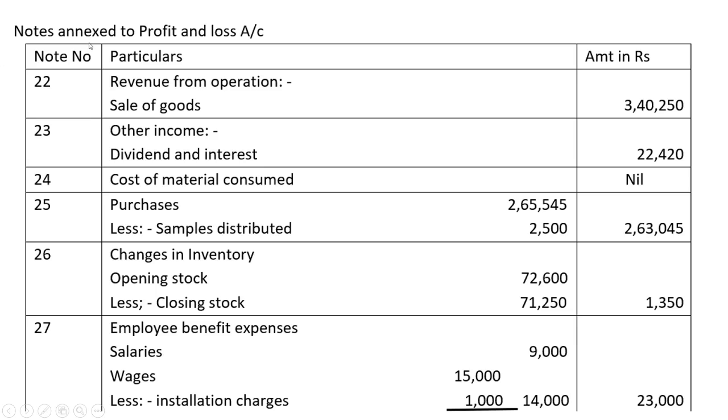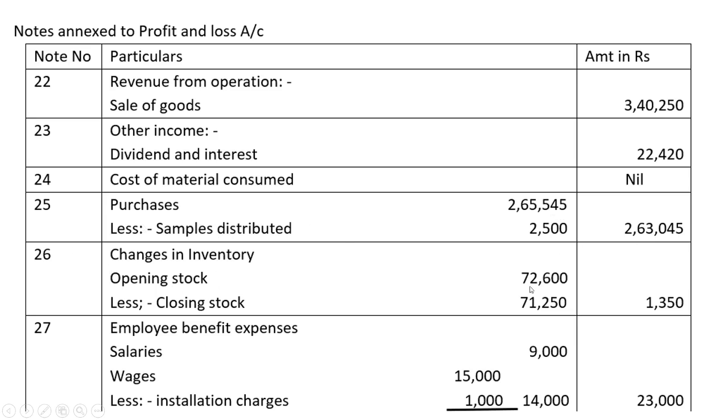Coming to that, first we are going to prepare the profit and loss account. Before that, you have to calculate the notes annexed to the profit and loss account. Note number 22, revenue from operations, sale of goods 3,40,250, and note 23, other income, dividend and interest 22,420. Note number 24, cost of materials consumed, that is nil. Note number 25, purchases 2,65,545, from that less samples distributed 2,500, remaining 2,63,045.